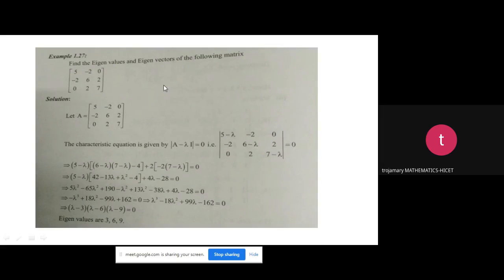Okay. So find the eigenvalues and eigenvectors of the following matrix. Let us take the given matrix A equal to [5, minus 2, 0; minus 2, 6, 2; 0, 2, 7]. The characteristic equation is determinant of A minus lambda I equal to 0. The diagonal elements will become 5 minus lambda, 6 minus lambda, 7 minus lambda. So you can find the determinant value, then we get the cubic equation. Solving this cubic equation, we get three roots. Eigenvalues are 3, 6, 9.